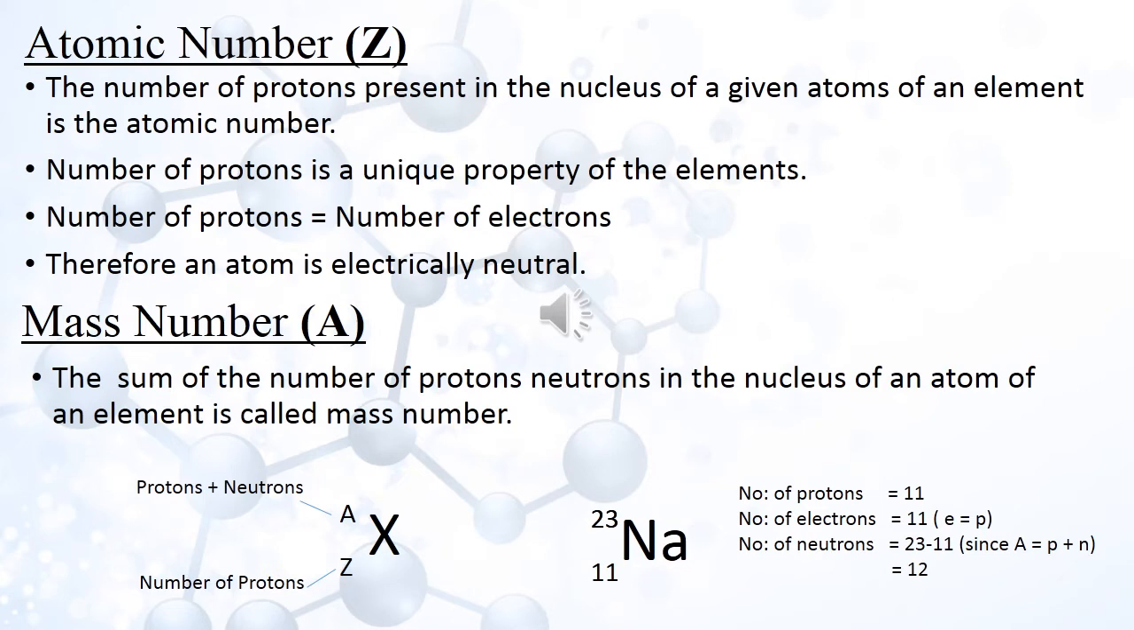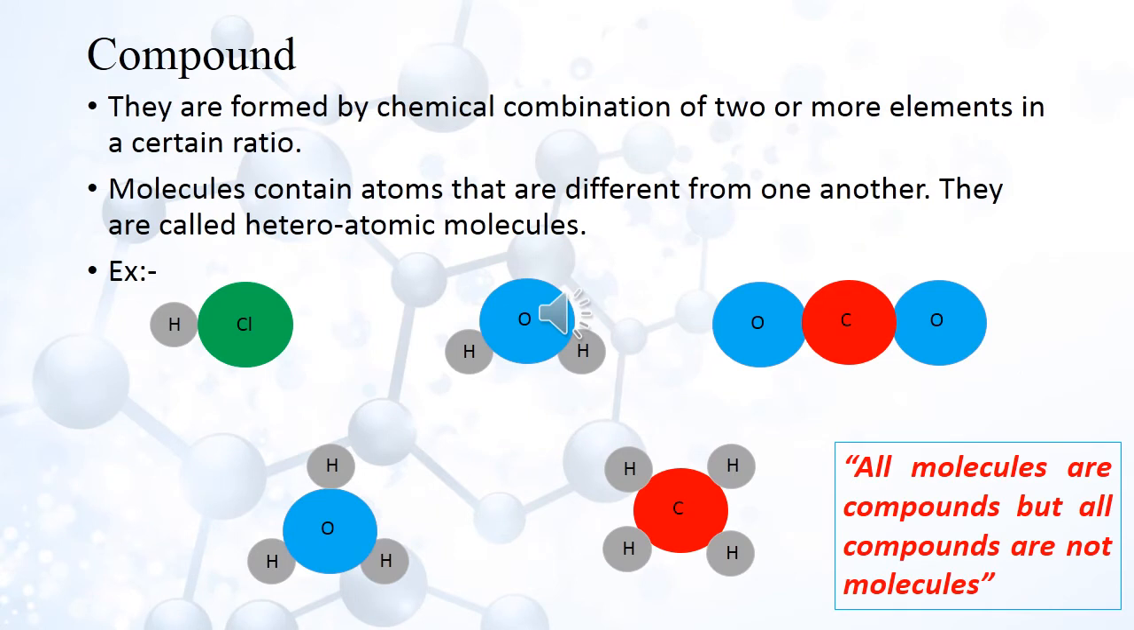That is compounds. Compounds are formed by the chemical combination of two or more elements in a certain ratio. Some of those compounds exist in nature as molecules.